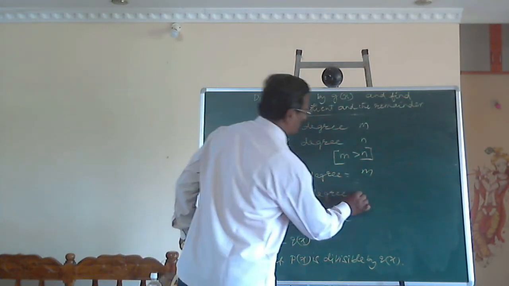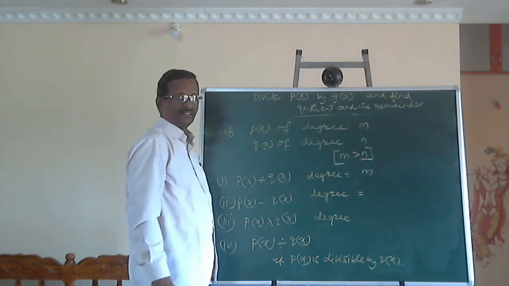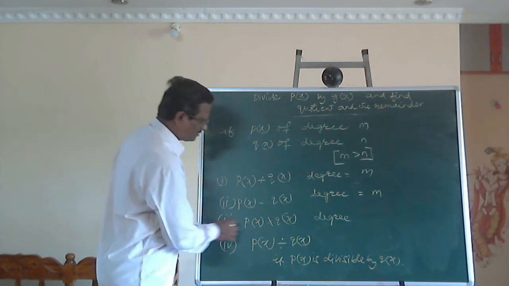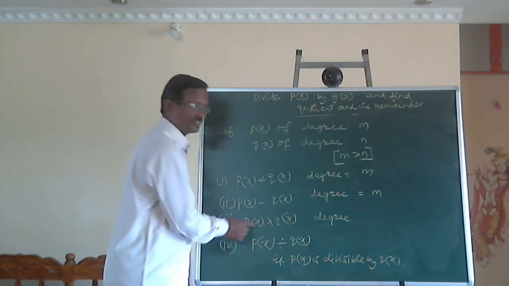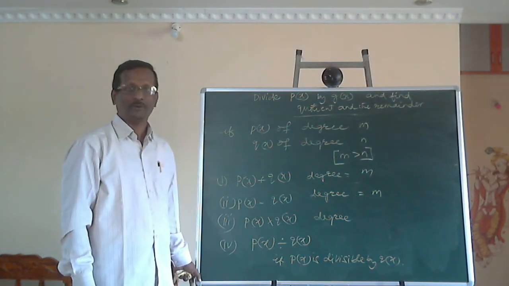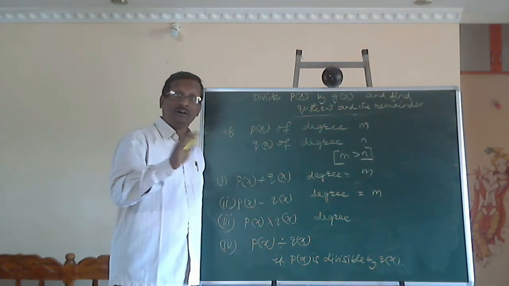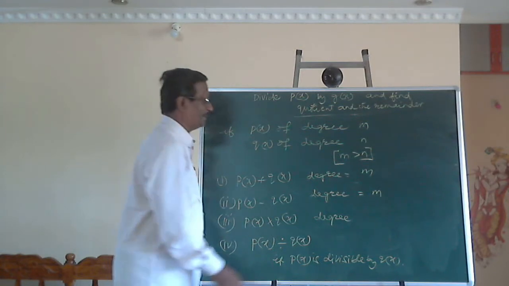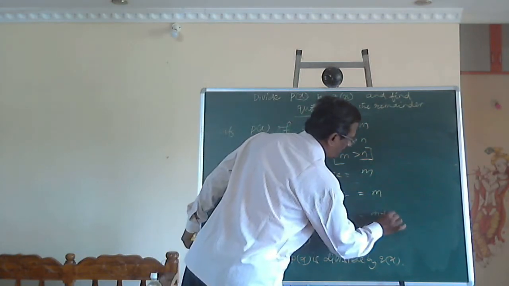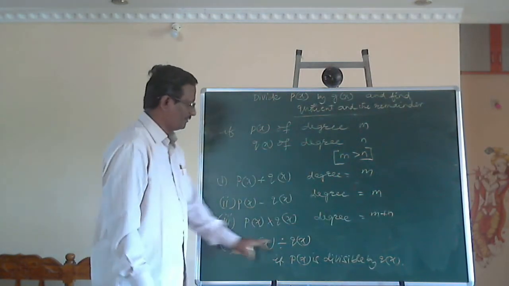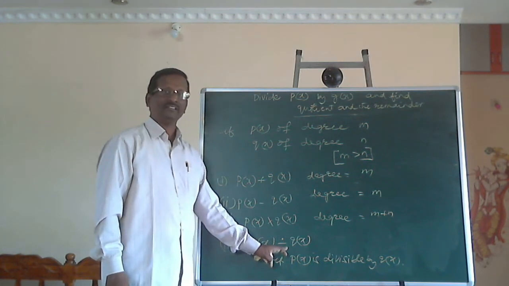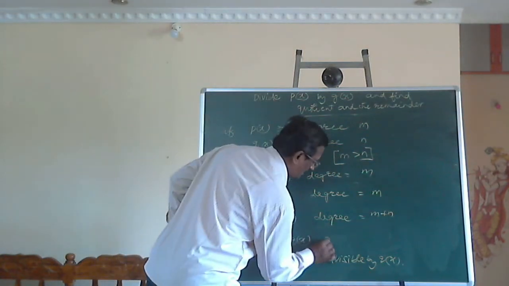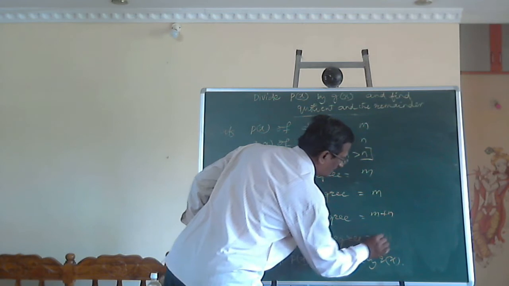Let's do. Here, in case of addition, degree is m. In case of subtraction, degree is also m. In case of multiplication, when the two polynomials are multiplied, the degree of the product is the sum of the degrees of the two individual polynomials. Here degree is equal to m plus n. Next, when polynomials are divided, in case one polynomial is divisible by the other, then degree is m minus n.